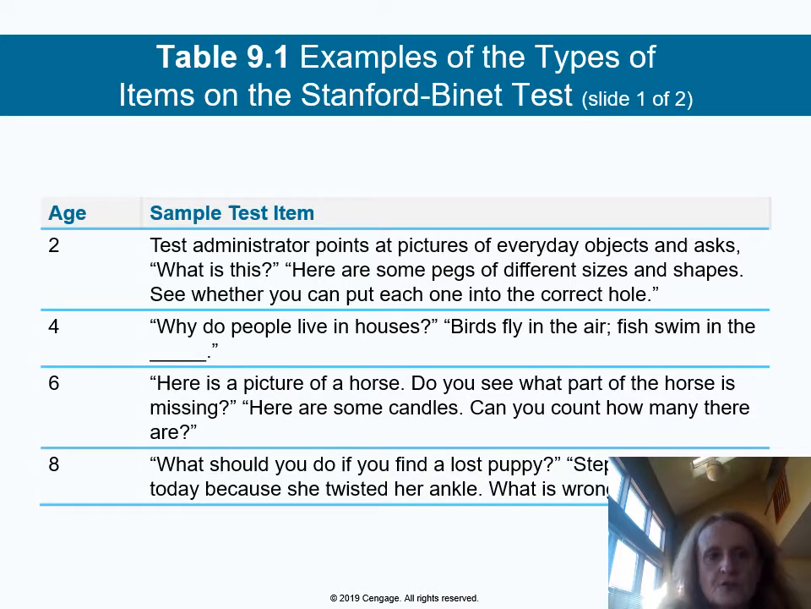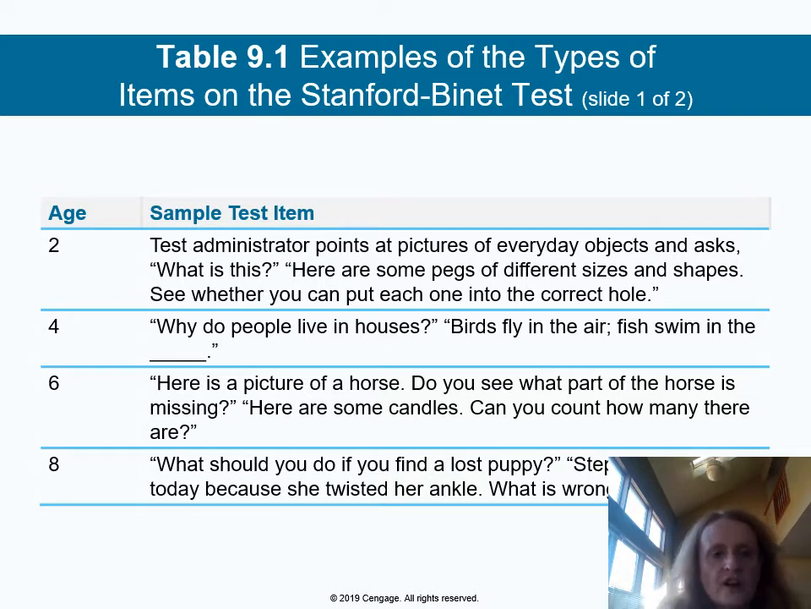This is the first page of Table 9.1. There's also a second page that gives examples of the types of items on the Stanford-Binet test. It starts with age 2, where a test administrator points at pictures of everyday objects and asks, what is this? Then it goes on to age 4, asking questions such as, why do people live in houses? Age 6, here's a picture of a horse. What do you see, or what part of the horse is missing? And age 8, what should you do if you find a lost puppy? Stephanie can't write today because she twisted her ankle. What is wrong with her?